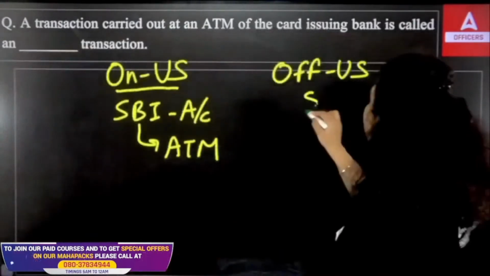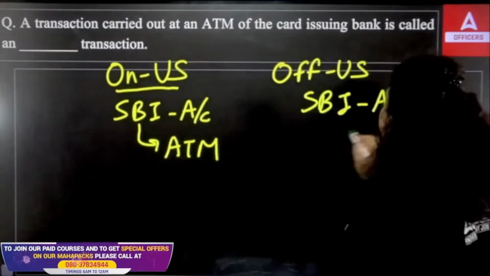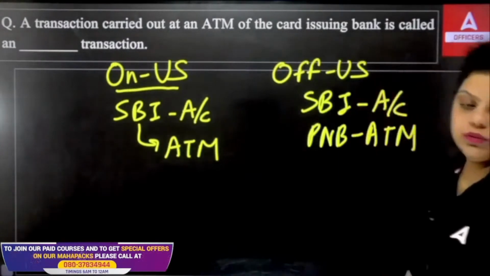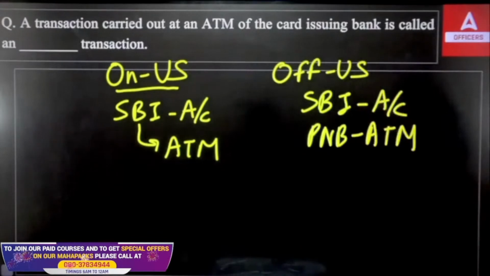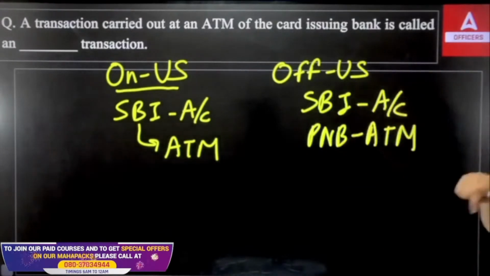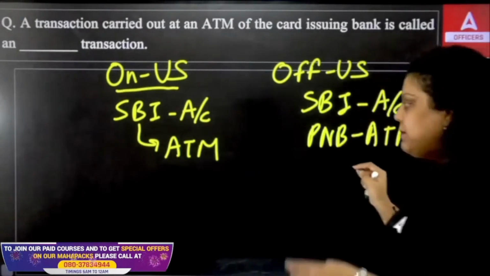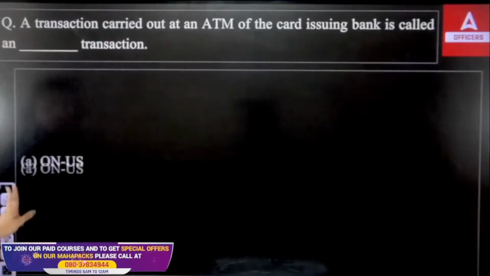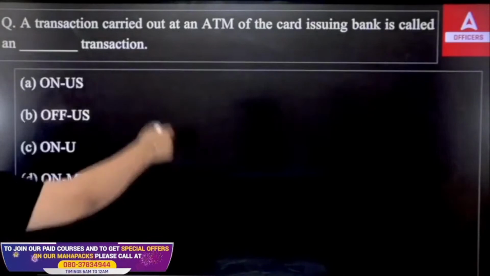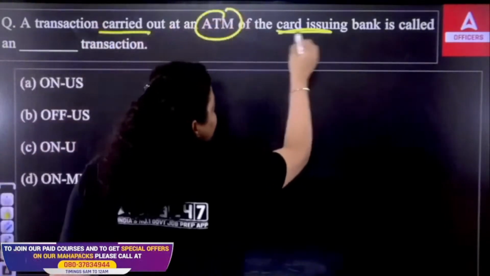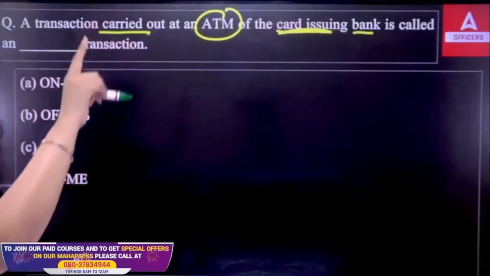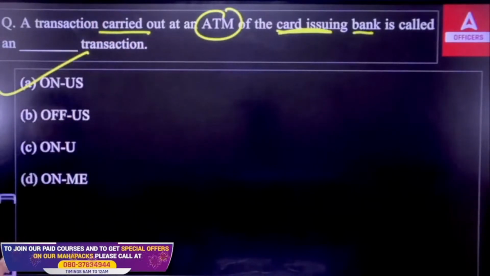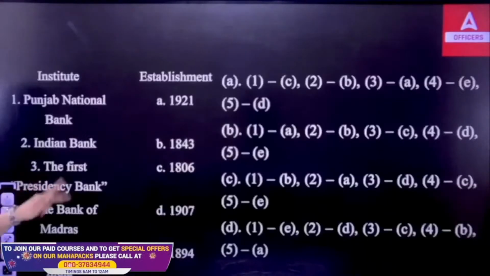But if you have an account of SBI but you are using Punjab National Bank's ATM to withdraw the money, that is known as an off us transaction. So on us and off us transactions are there. On us means you are withdrawing the money from the same bank's ATM, and in off us you are taking withdrawal from a different bank's ATM. So which of the following will be correct? The transaction carried out at an ATM of the card issuing bank only, the card issued by SBI and you are using the SBI ATM. That's what? That's an on-us transaction. Okay, so right answer is A.